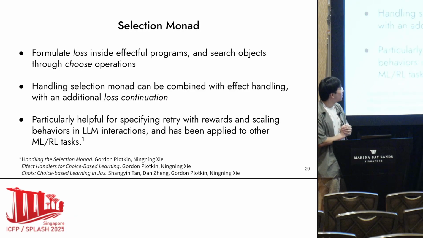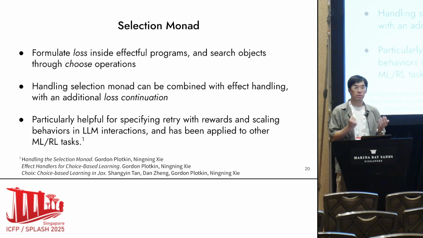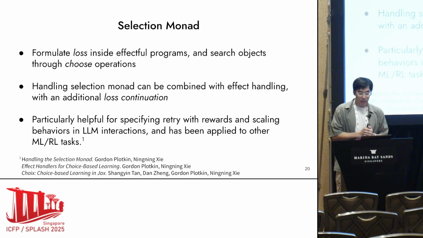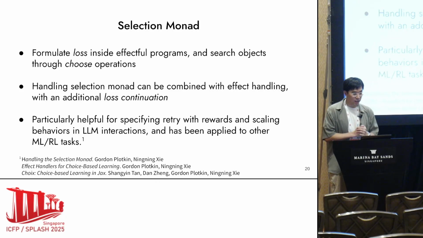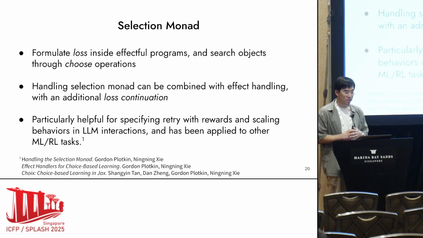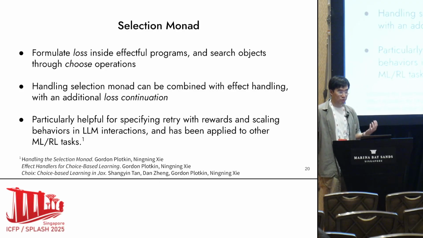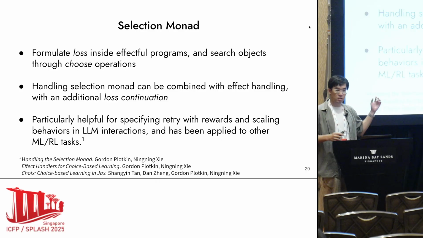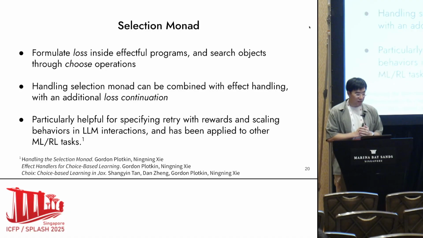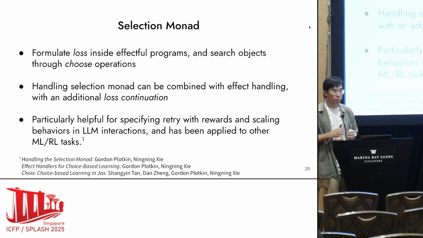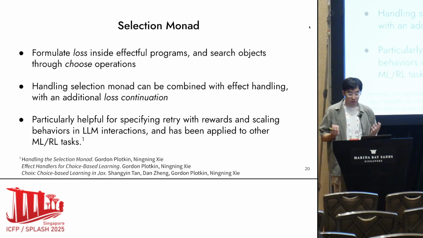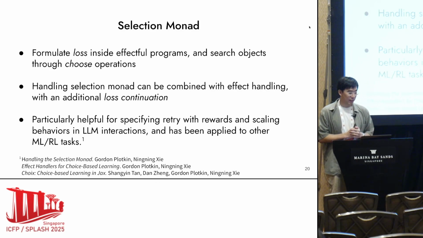Another idea here is, on top of this, we introduce selection monads and handlers for programming language models. Selection monads formulate loss inside of an effectful program, and we can express search over objects through this choose operation. And handling selection monads can be combined with effect handling with an additional loss continuation. We will later see more examples of how that works. This will be particularly helpful for specifying retry with rewards, and these rewards can be user-specified as well. This is also useful for scaling behaviors in LM interactions.